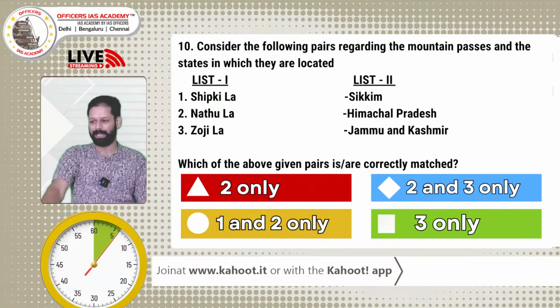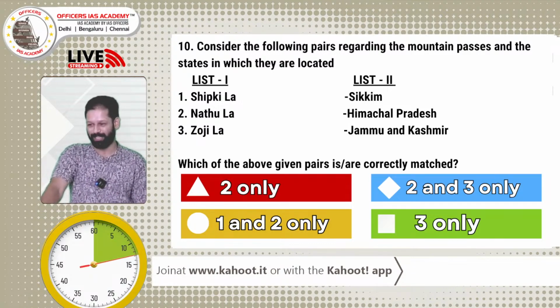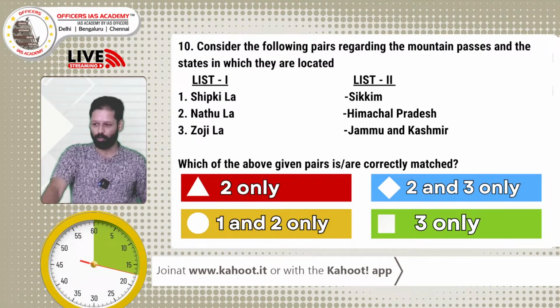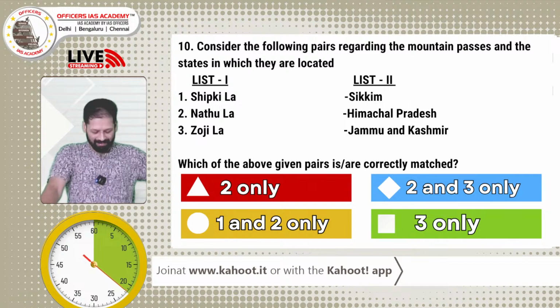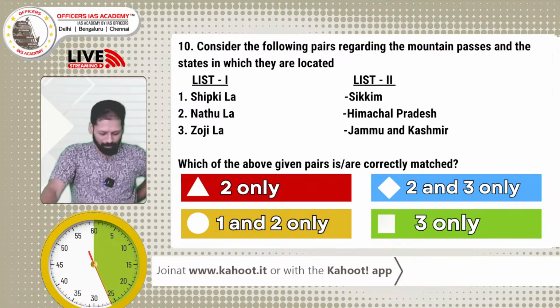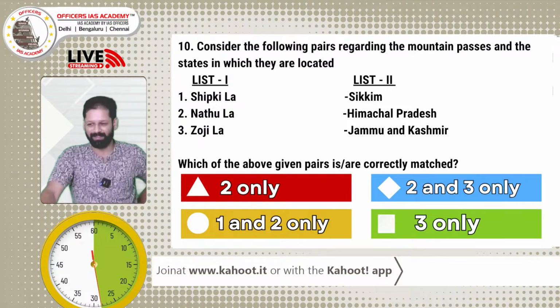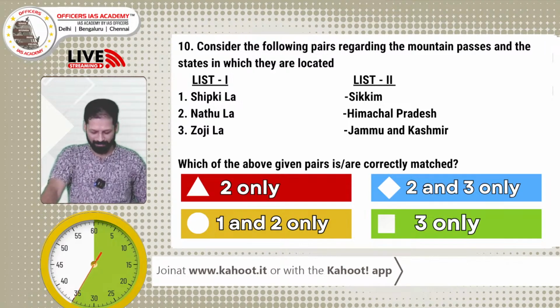Consider the following pairs regarding the mountain passes and the states in which these are located. You have 60 seconds for it. Shipkila, Sikkim; Natula, Himachal Pradesh; Zojila, Jammu and Kashmir. Match the following questions are quite tricky. If I were to see them in the examination, I would definitely leave them if I don't remember. I don't know whether in your quiz you have the option to skip questions. We don't know about it, but let's see how many of you get it correct.